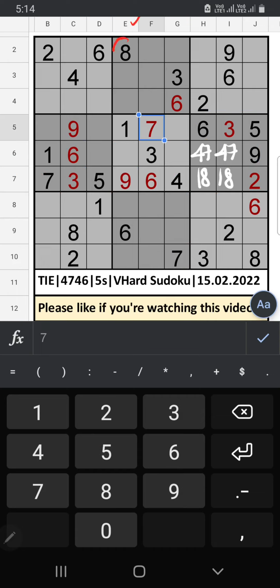Column E, we have 8. So 8 can't come in this cell. 8 will come in one of the cells. We will confirm later.